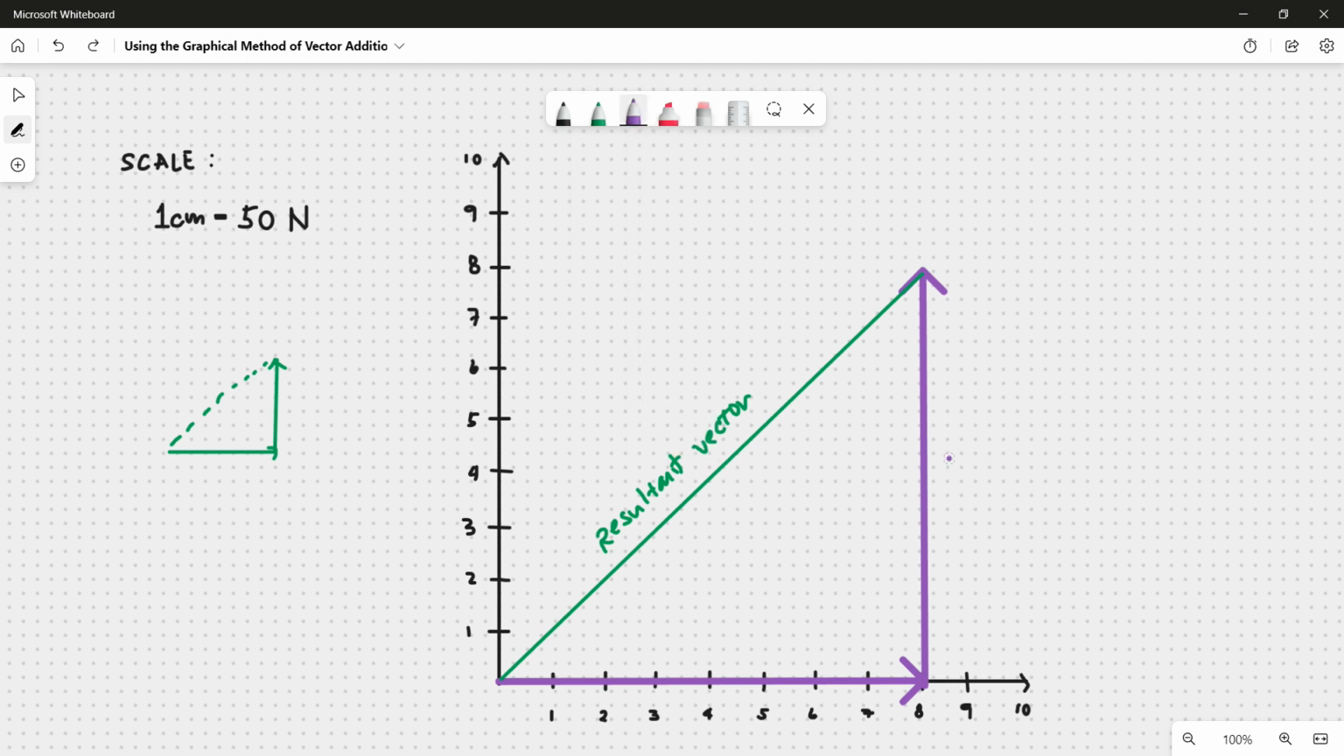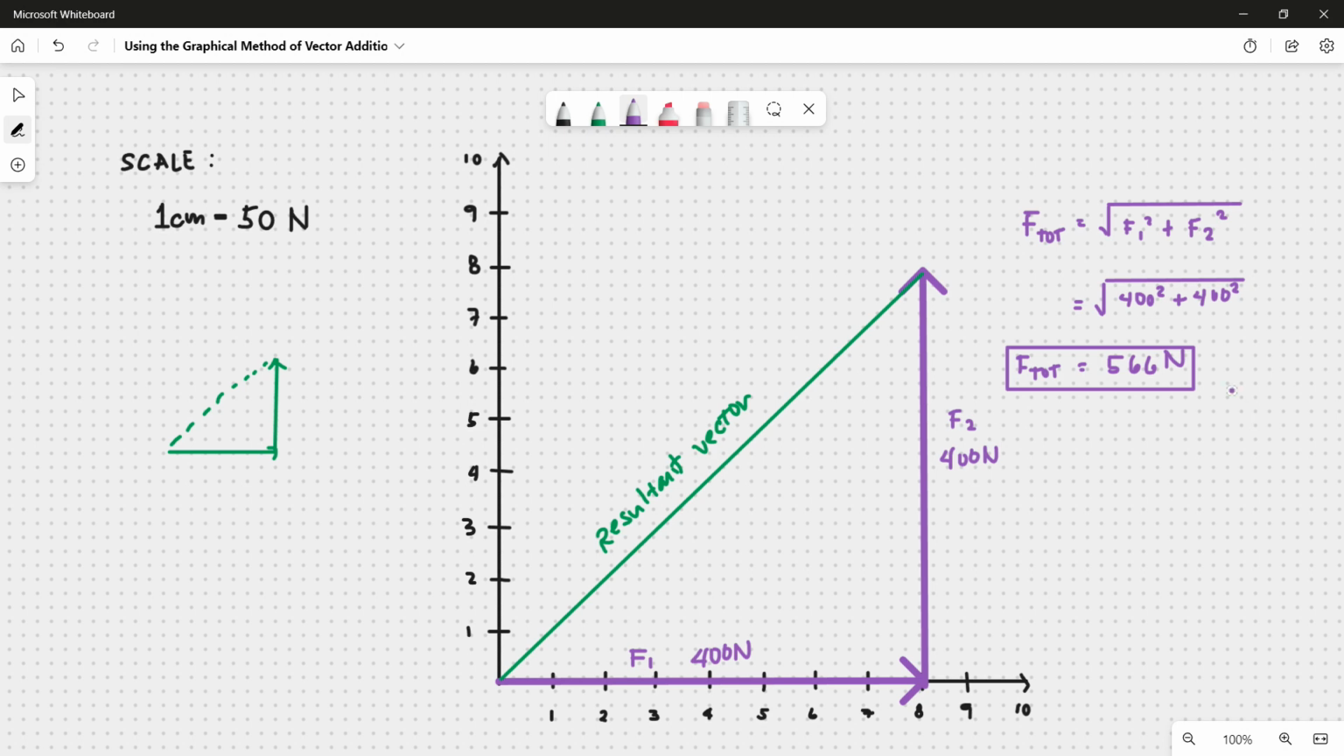Applying this theorem to the triangle made by force 1, force 2, and the total force, we get F total squared is equal to F1 squared plus F2 squared. Or total force is equal to the square root of 400 newtons squared plus 400 newtons squared, which is equal to 566 newtons. Note that if the vectors were not at a right angle, or 90 degrees, to one another, we would not be able to use the Pythagorean theorem to find the magnitude of the resultant force.